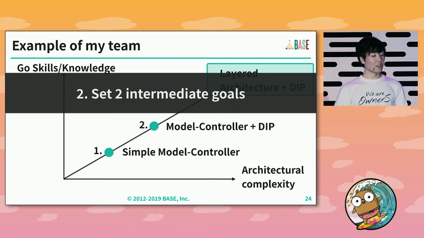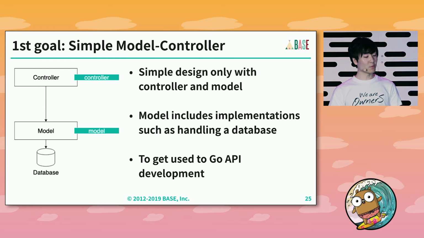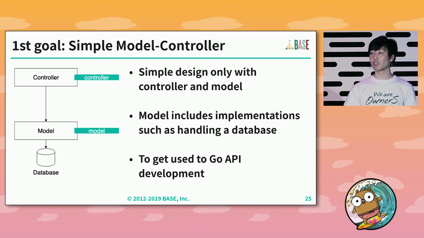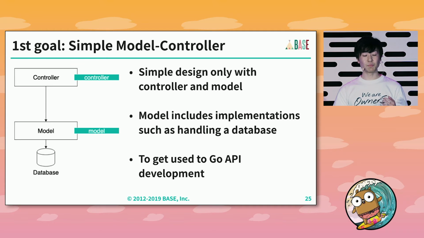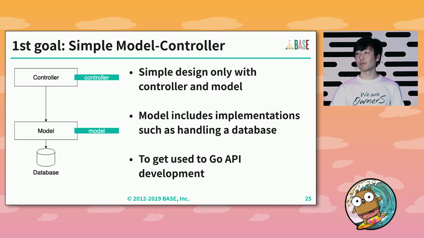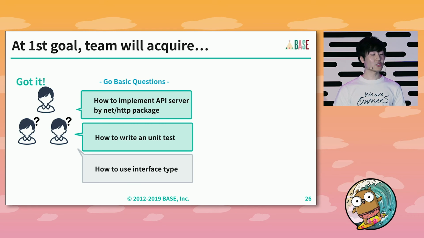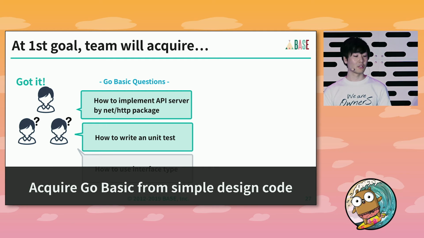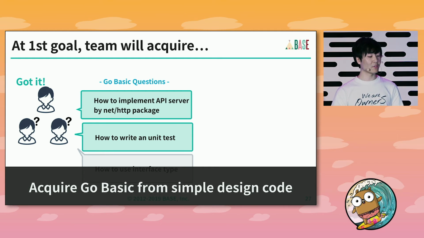And second, I set two intermediate goals. The first goal is a simple model controller. It's a simple design, only with a controller and model. And the model includes the implementations, such as handling a database and so on. I aim to get used to Go API development. As a first goal, the team will acquire the Go basics from simple design code. We can understand how to implement an API server, how to write unit tests, and so on.